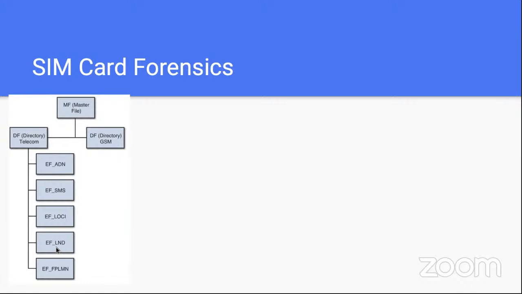The second from the bottom has the list of outgoing calls that were made, its last number dialed. LOCI is the area where the user last powered down the phone. So it has a geographical note of where the phone was last on when it turned off. This one is a list of text messages.